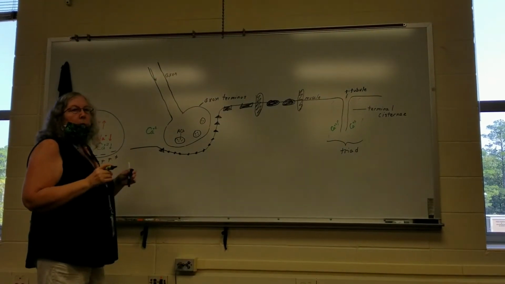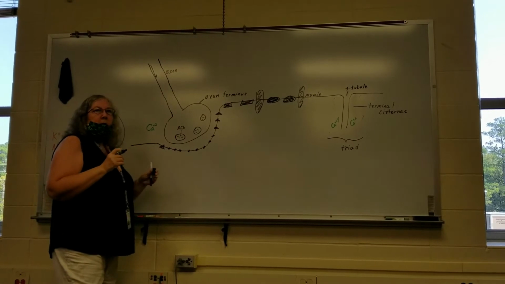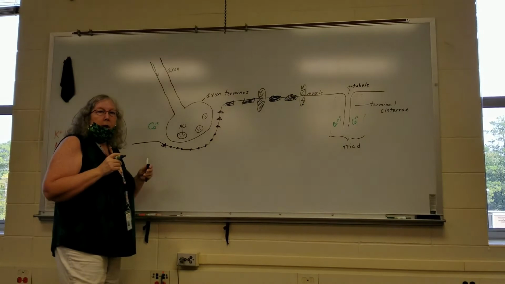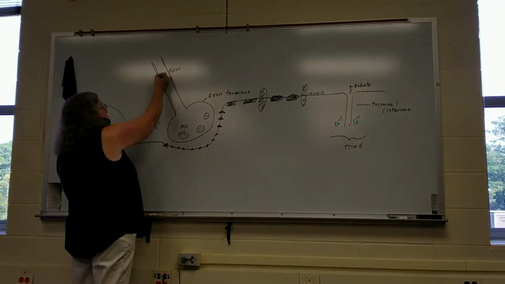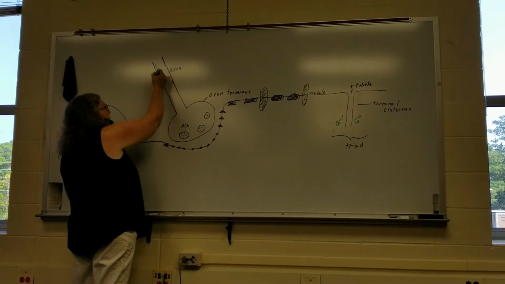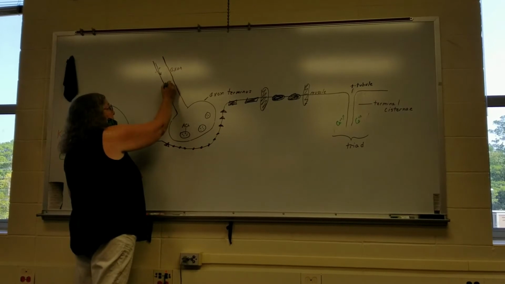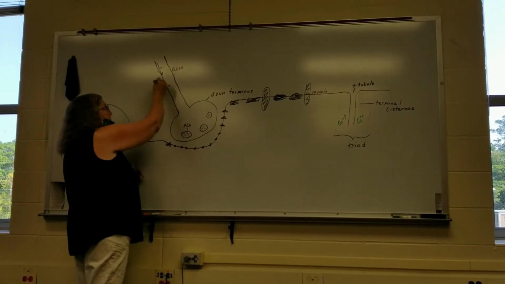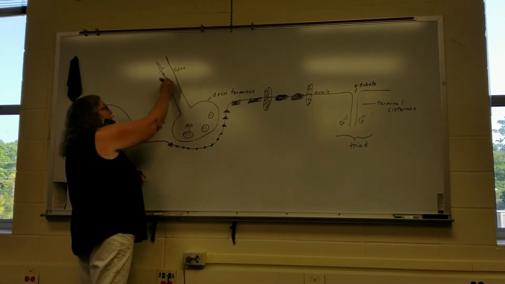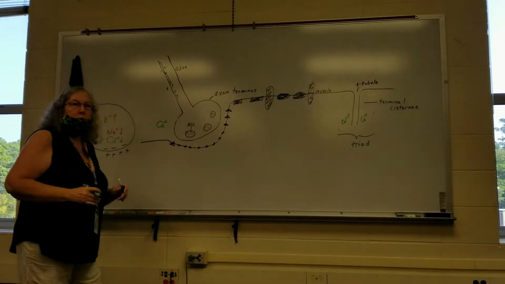Remember from before that the whole premise of this is the inside of the cell at rest is slightly negative. The outside is positive. When the action potential is coming down the axon, it's changing. So temporarily the inside is positive and the outside is negative. So here it's still negative inside, positive outside. As that action potential moves down, this is changing. So you're getting this change in the charge.